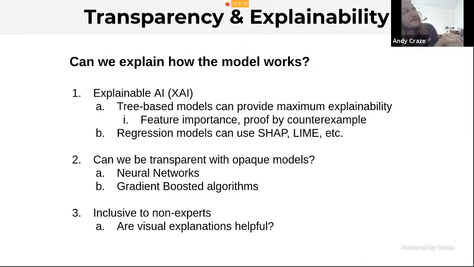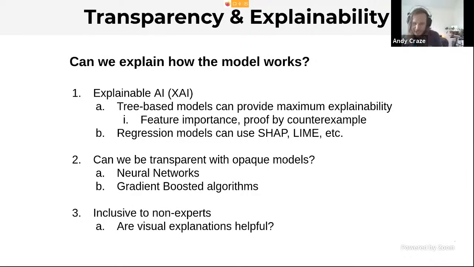If interpretability is important, then we should be using models that are highly explainable, right? Tree-based models are about as simple as you can get when it comes to explanation. You just take the branches down and eventually you arrive at your regression value. We can look at things like feature importance, and provide counterexamples or counterfactuals. There are also a lot of really great plug and play tools now for regression models, like Shapley values, LIME, et cetera.